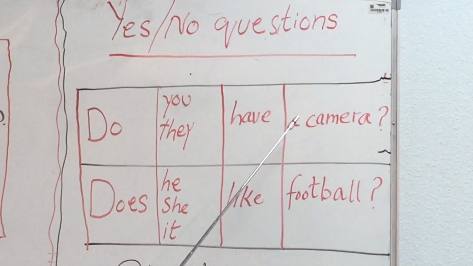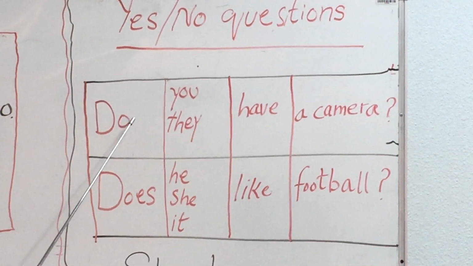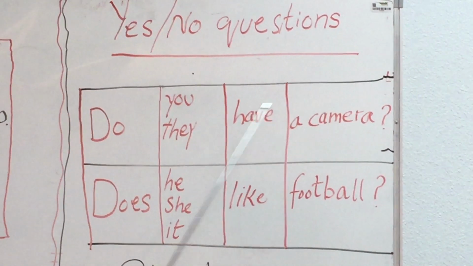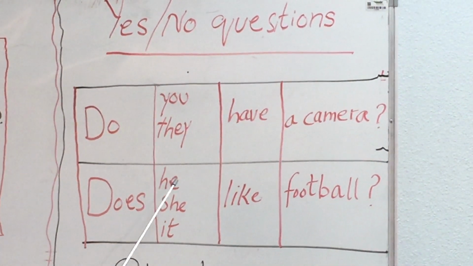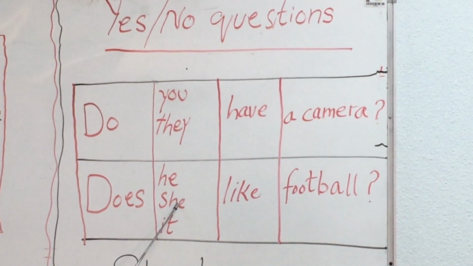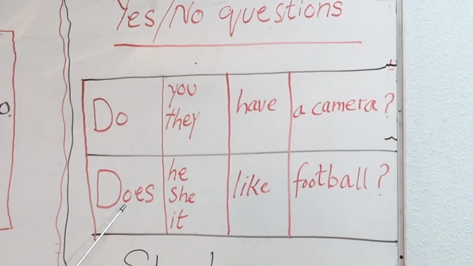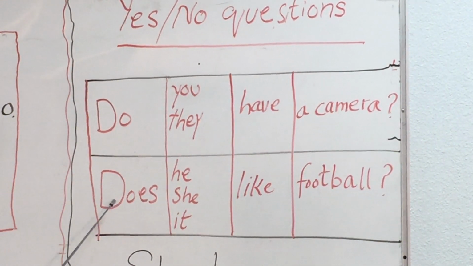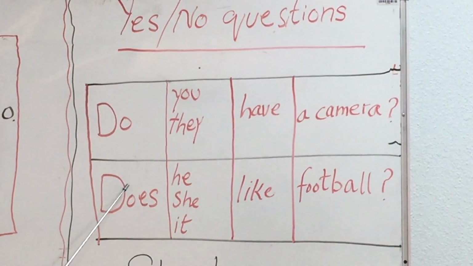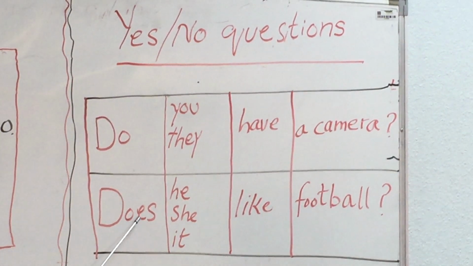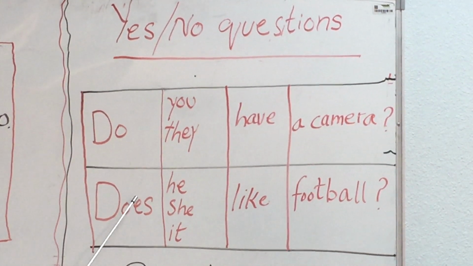Do you have a camera? Yes, I do. Do they have a camera? Yes, they do. Now, consider these pronouns, he, she, it. These three pronouns in simple present tense take the S form with them. So, we're going to use the question word now: does, the S form of do. Does he like football? Does she like football? Does it like football?